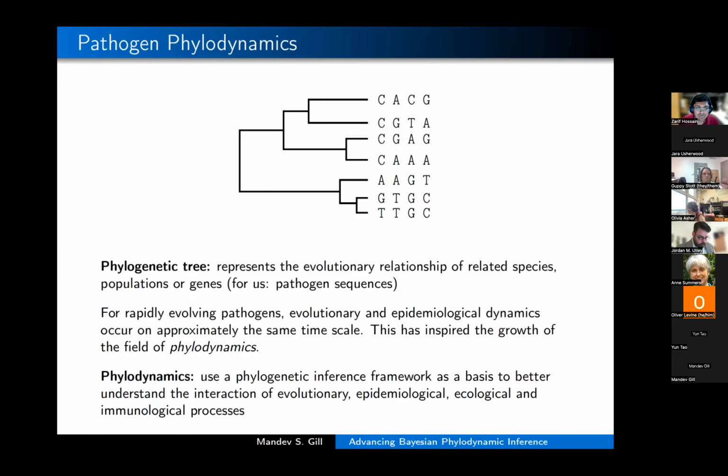So this kind of phylogenetic reconstruction forms the core of what's come to be known as phylodynamic inference, which aims to understand the interaction of evolutionary, epidemiological, ecological, and immunological processes. And this is possible for rapidly evolving pathogens because their evolutionary and epidemiological dynamics occur on approximately the same timescale.